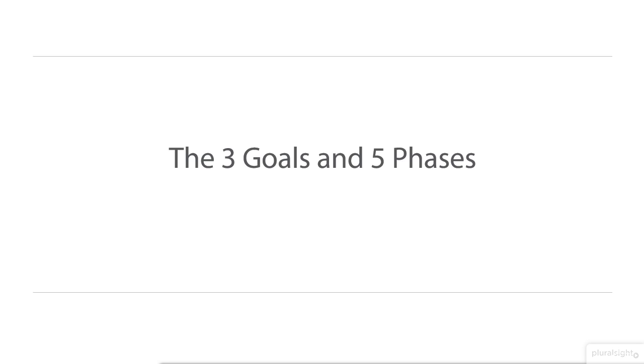So let's talk about the 3 goals and the 5 phases within those 3 goals that we're trying to accomplish during the system hacking stage. So the first goal is trying to gain access to the system. Again, we've identified the system. We understand what services are running. We possibly also know user account information.